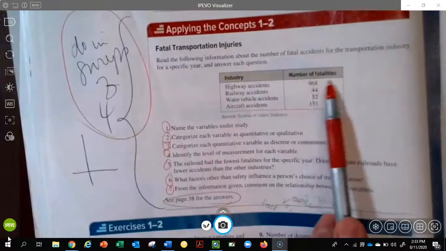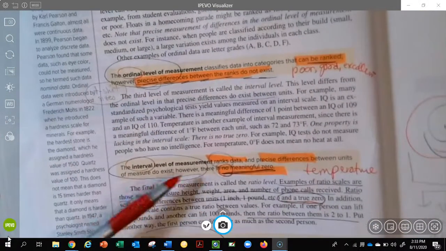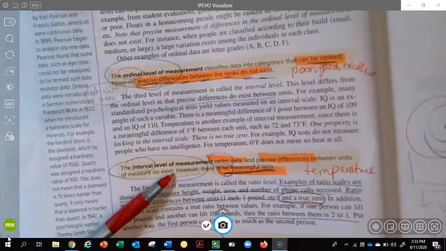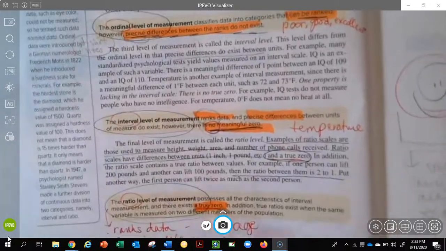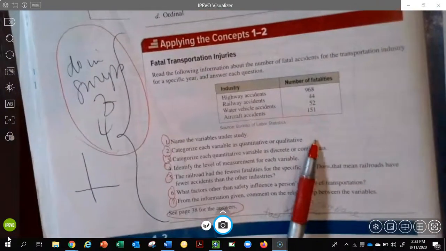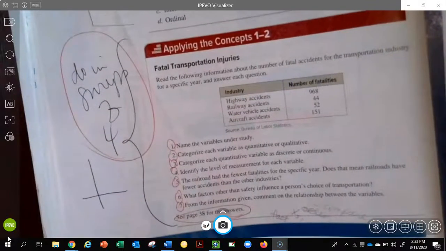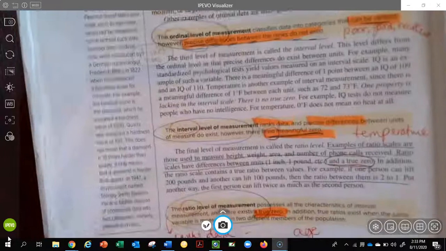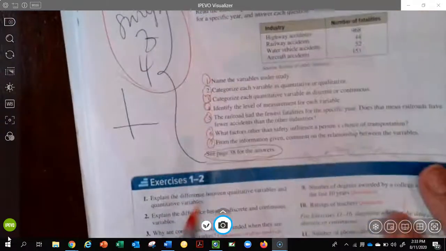Now let's look at the number of fatalities. The number of fatalities can be ranked, but it's not precise. Interval does have a meaning in its interval value, but there's no meaningful zero. And then ratio, there's a meaningful zero, a true zero. And that's what we have here. Zero is meaningful. How many fatalities? 0. So this one is going to be ratio, because there is a meaningful or a true 0.